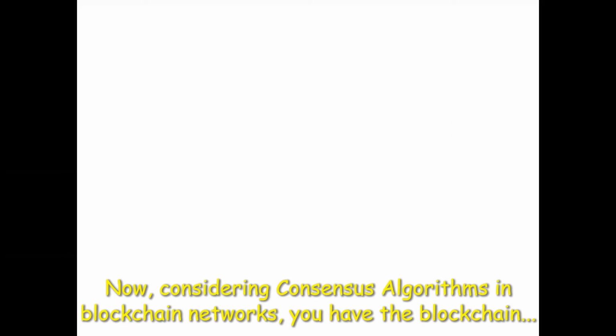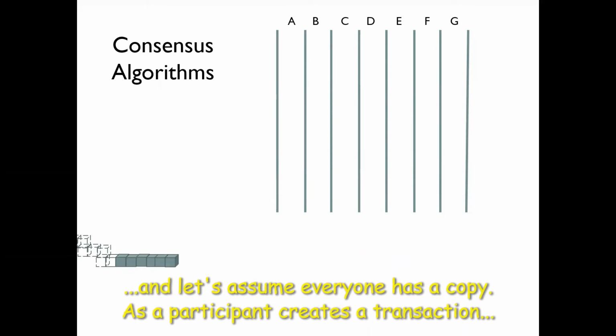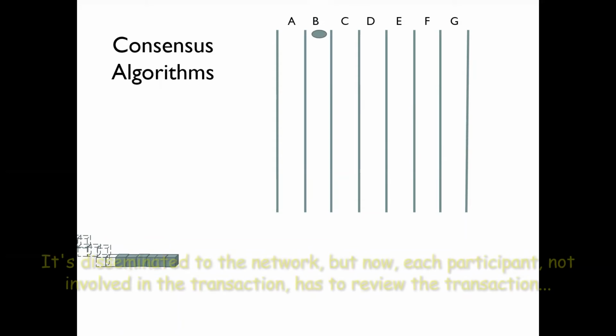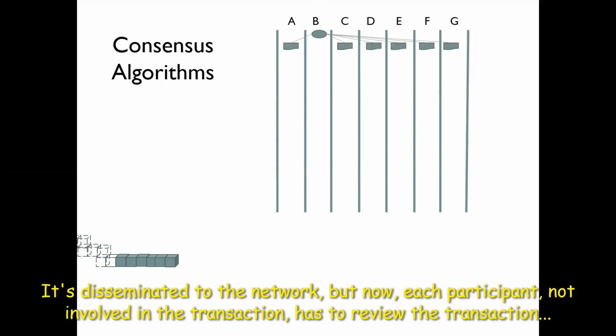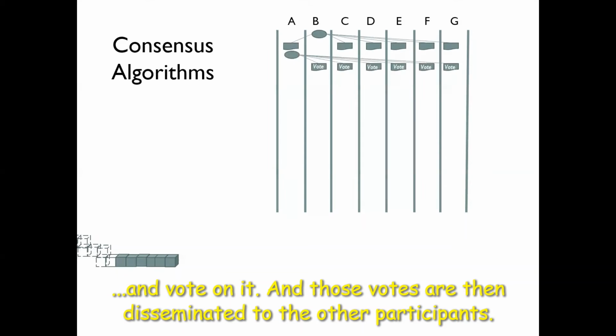Now, considering consensus algorithms in blockchain networks, you have the blockchain, and let's assume everyone has a copy. As a participant creates a transaction, it's disseminated to the network. But now, each participant not involved in the transaction has to review the transaction and vote on it. And those votes are then disseminated to the other participants.